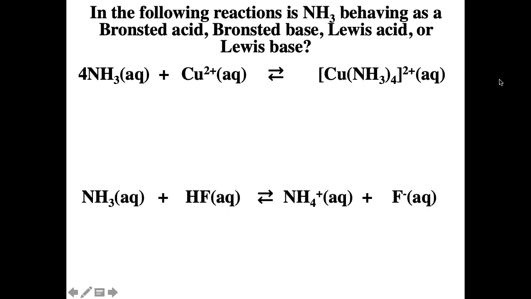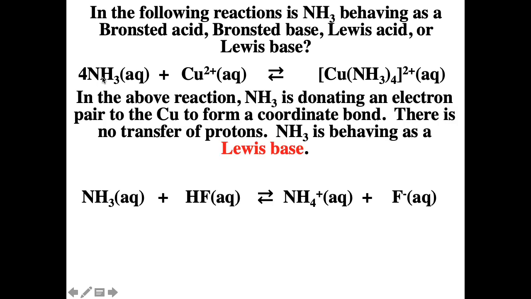An interesting question to ask would be, in that top reaction, is ammonia behaving like a Bronsted acid, Bronsted base, Lewis acid, or Lewis base? If we look at it, we're going from ammonia plus a metal ion to a metal complex. Ammonia is the ligand. It's going to behave like a Lewis base. It's donating its electron pair to form a bond with the metal ion. The metal ion is behaving like the Lewis acid. It's accepting that electron pair.